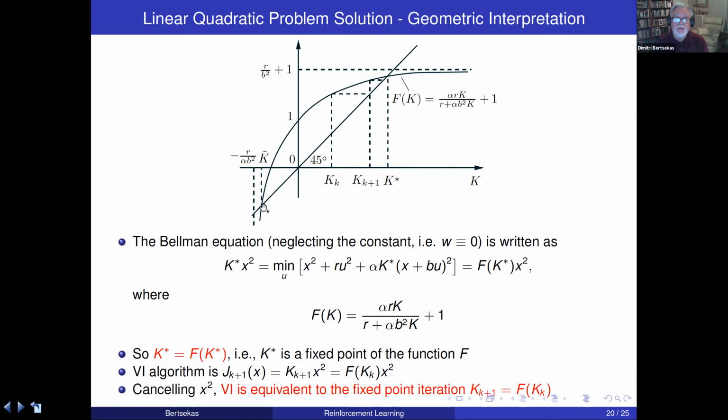However, if you start from values that are to the left of this other solution, then this staircase structure is going to converge to K tilde. So this comes back to a question that I raised earlier, that the convergence of value iteration may depend on the starting point. However, the range of good starting points includes positive values, and that's all we care about in this particular problem. So everything is fine.